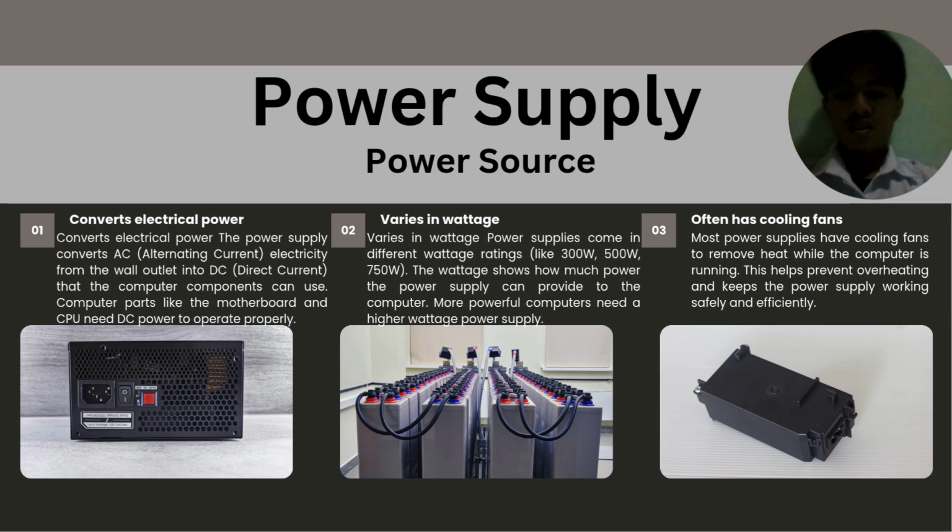The next one is variations in wattage. Power supplies come in different wattage ratings like 300 watts, 500 watts, or 750 watts. The wattage shows how much power the supply can provide to the computer. A more powerful computer needs a higher wattage power supply. Next is cooling fans. Most power supplies have cooling fans to remove heat while the computer is running. This helps prevent overheating and keeps the power supply working safely and efficiently.